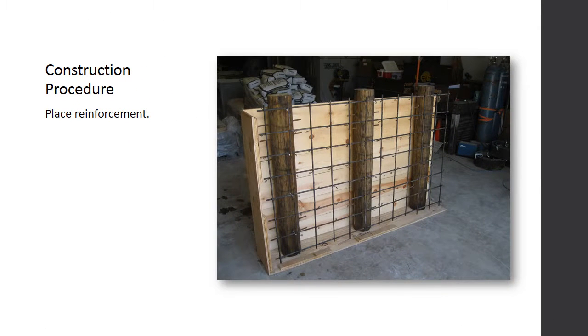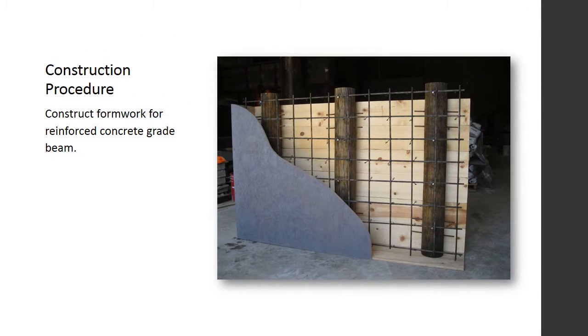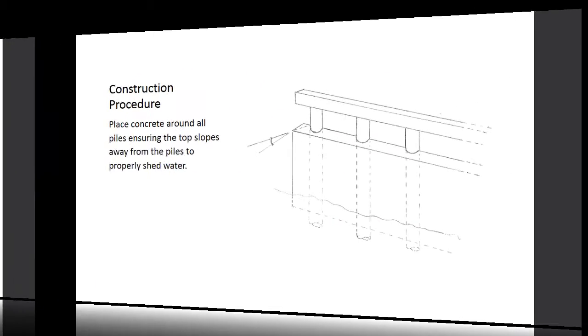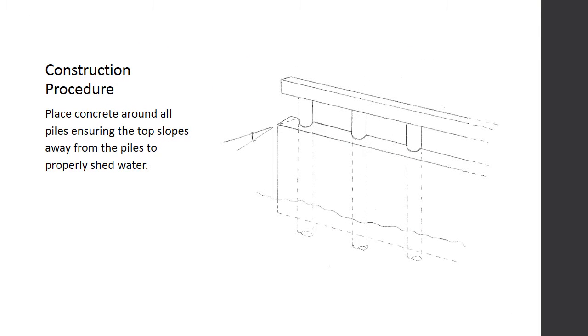Next, place the longitudinal and shear reinforcement around the pile group. Construct formwork for the reinforced concrete. Finally, place concrete around all piles and ensure the top surface slopes away from the piles to properly shed water.